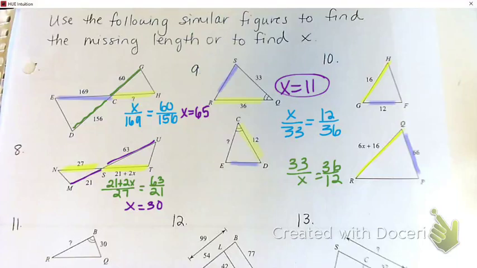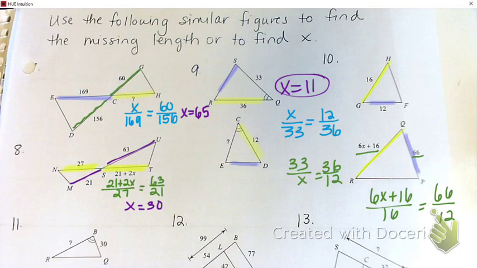Okay, on 10. When you set it up, you've got to be really, really careful. Like we said, it's 6x plus 16 over 16 equals, because I started with this one, I need to start with this one. And then I think I checked most of you, and most of you got 12. Any questions on that one?